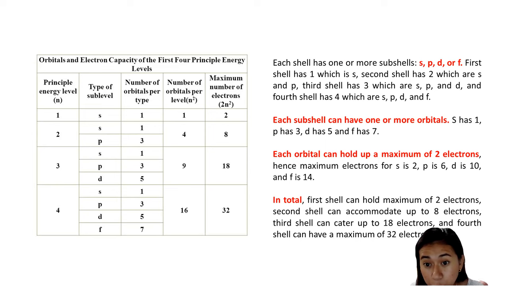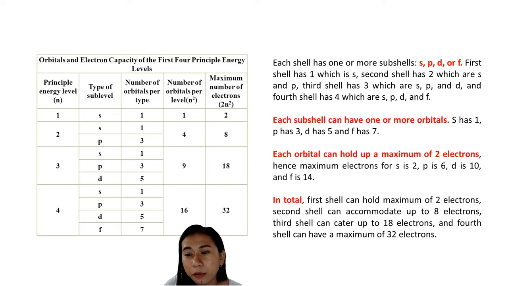So each subshell can have one or more orbitals. Meron pa. Shell, tapos subshell, tapos orbitals. Now, each orbital can hold a maximum of 2 electrons. Remember this. Hence, maximum electrons for S is 2, P is 6, then D is 10, and F is 14. Now, in total, first shell can hold maximum of 2 electrons, second shell can accommodate up to 8 electrons, third shell can cater up to 18, and the fourth one have a maximum of 32.